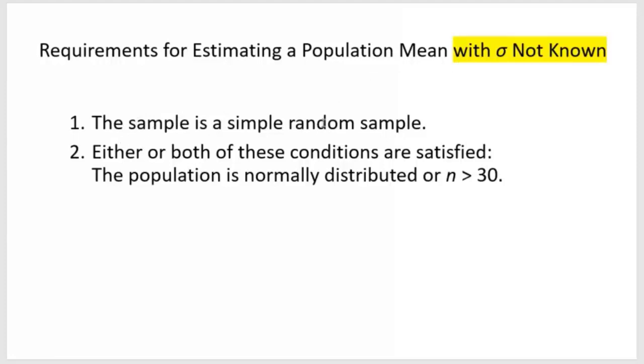The sample has to be a simple random sample. By now you're probably getting used to hearing that. Everything that we're dealing with pretty much only works if we have simple random samples. But either one of them or both of the following conditions have to be satisfied. So that's an or, so make sure you recognize that. The population has to be normally distributed, or your sample size has to be greater than 30.